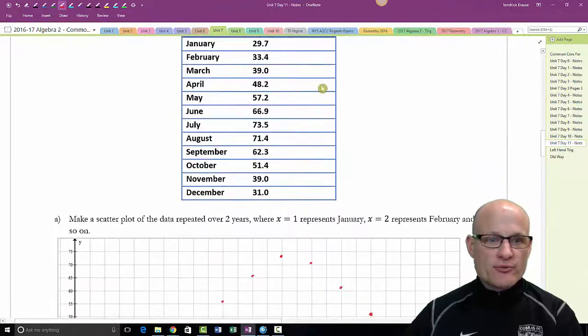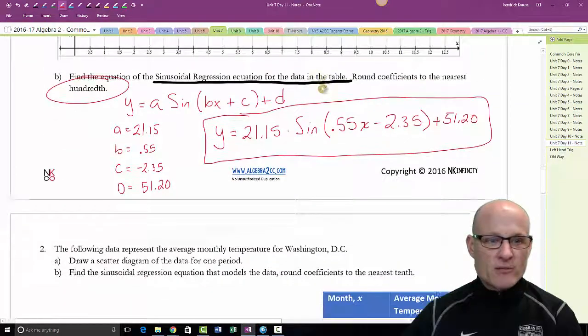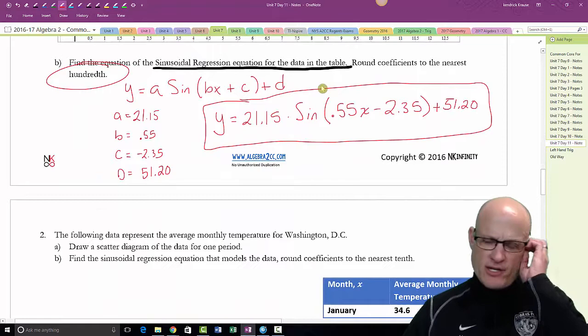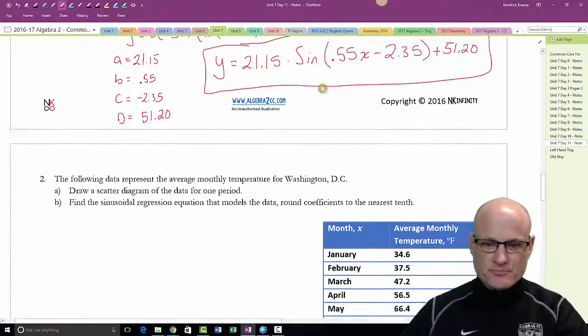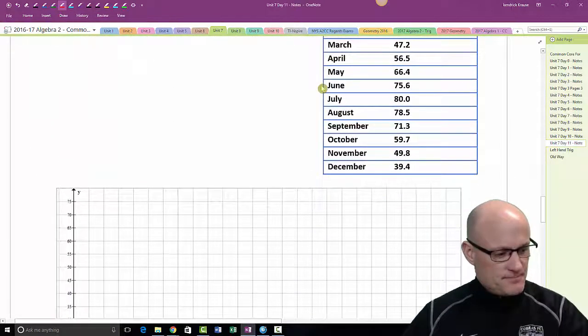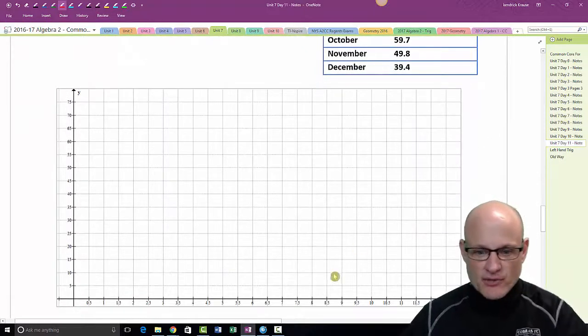Is that all I had to ask? Scatter plot, represent, find the equation. Round, there it is. All right, so let's do another one. Let's see if I should. I'm going to pause and I'll be right back.